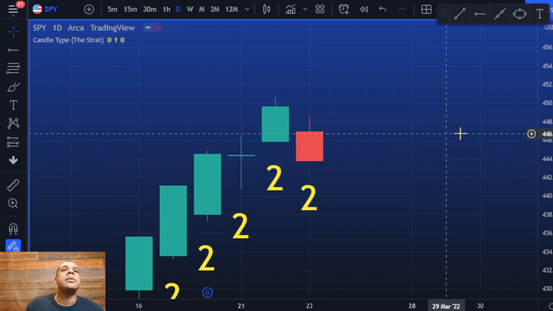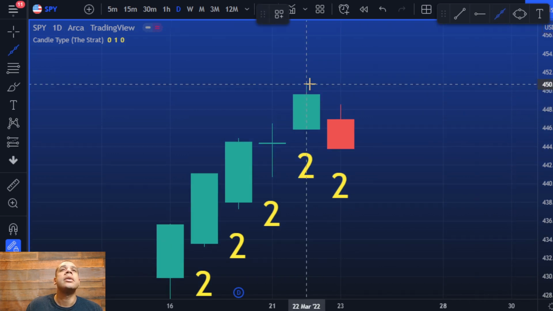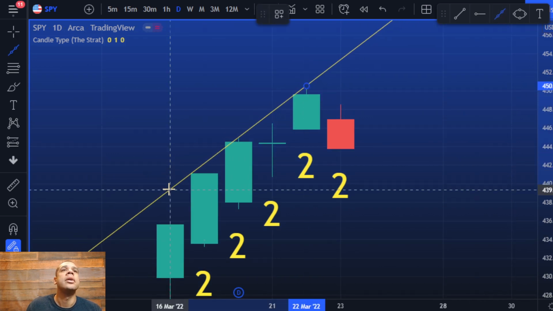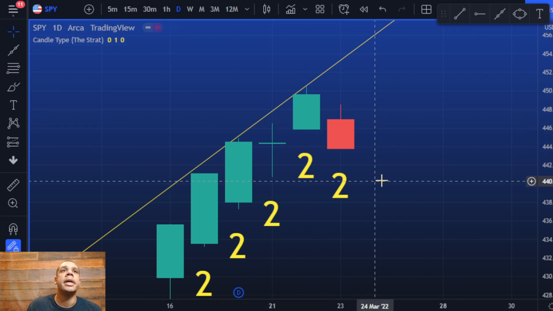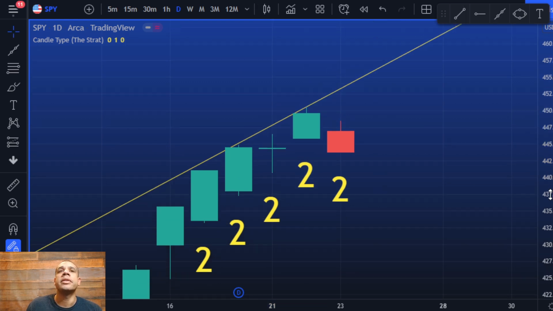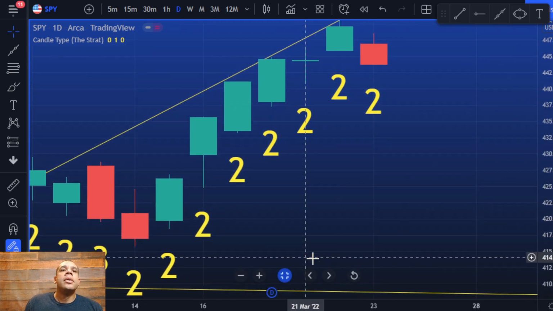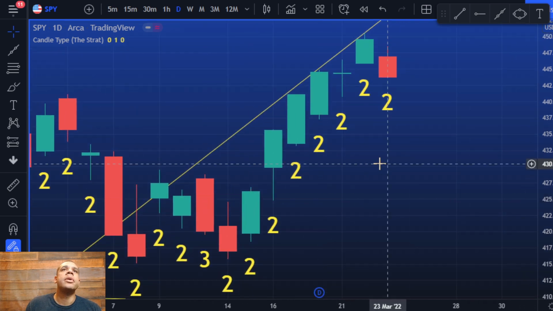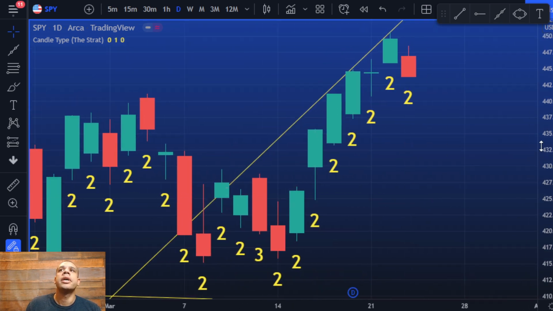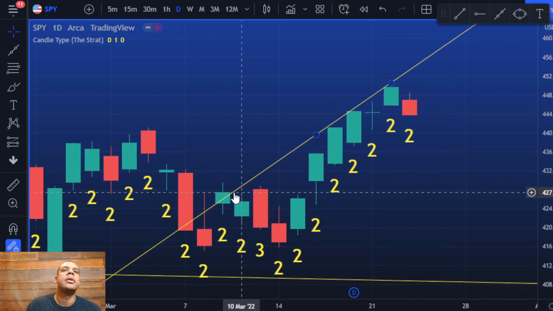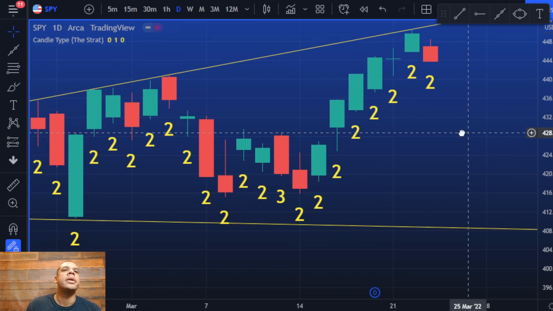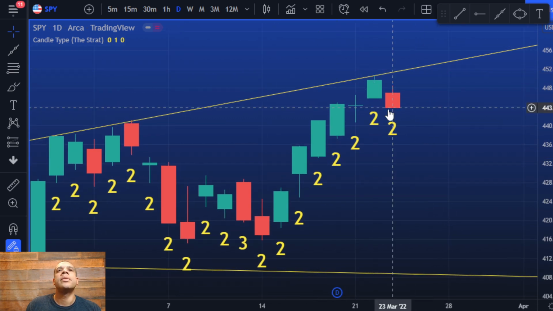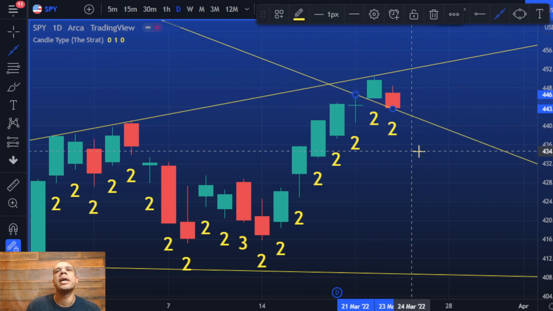So looking at the broadening formation here. Again, it didn't take out magnitude. It didn't take magnitude all the way down here at 440.76. But on the daily charts, here's your smaller broadening formation, and then right here, so that's your sub-try. You'll hear Rob say sub-tries as well.